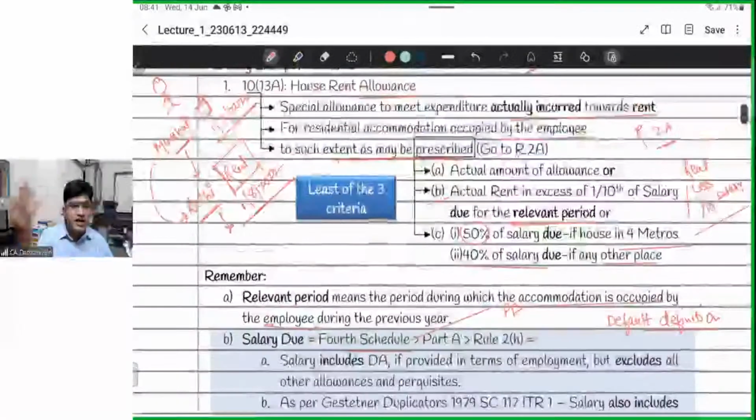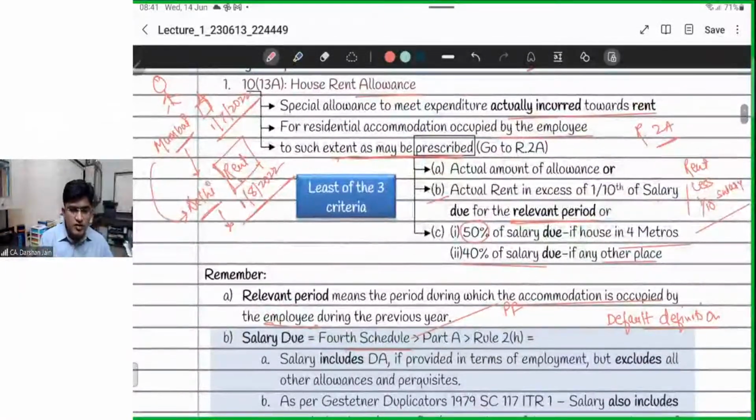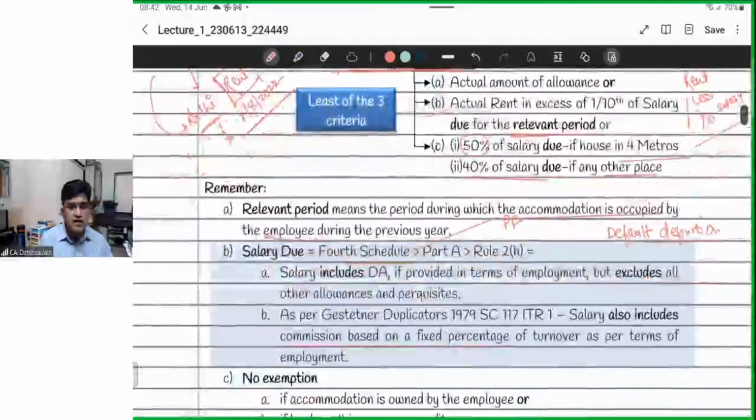HRA is not governed by any other statutory act. It is governed only by the Income Tax Act. Since it is governed only by the Income Tax Act, you have a standard or default definition of salary, which is salary plus DA plus fixed commission based on a fixed percentage of turnover.